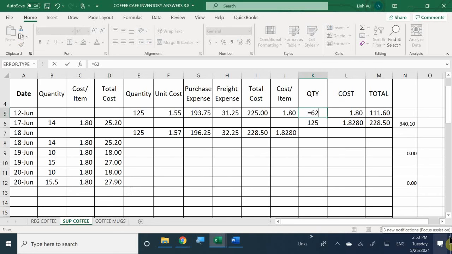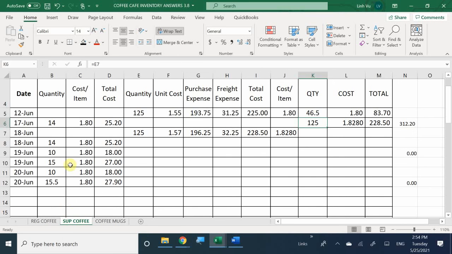And I messed this up somehow. Oh, equal. Which gives us 46.50. And still the cost at 1.80. Total is going to be $83.70. Yes. And our running balance is going to be $312.20. Good. Then our coffee mugs, we don't have to worry about because that's just the end of the month. Good. Perfect. All right. So what do we do with all these figures that we just calculated?